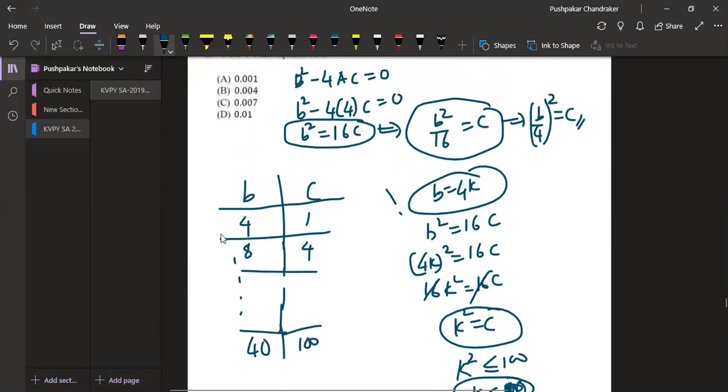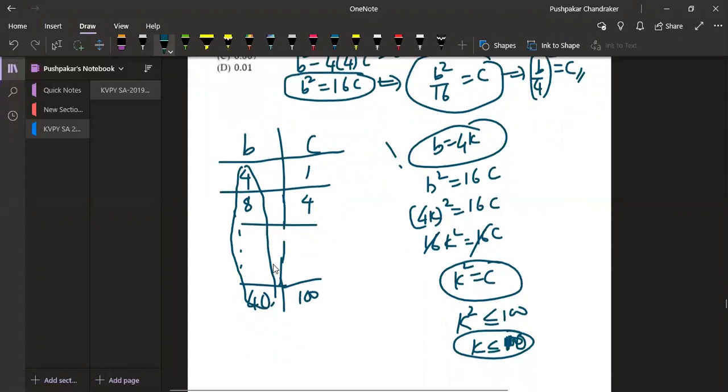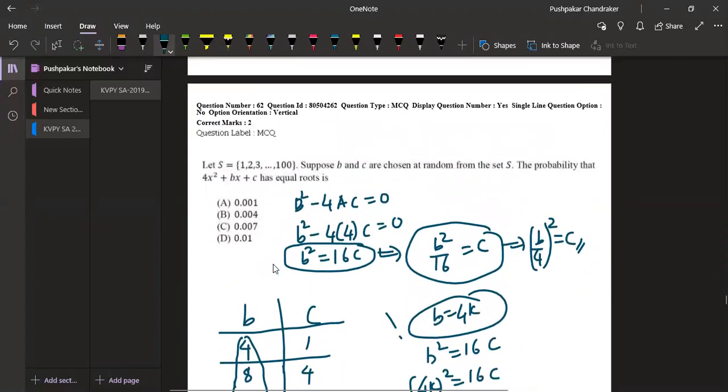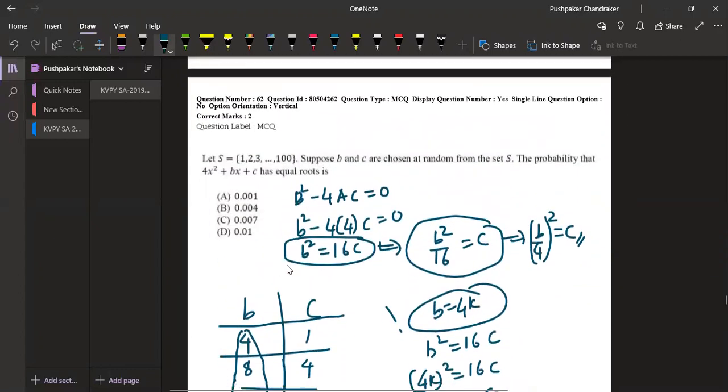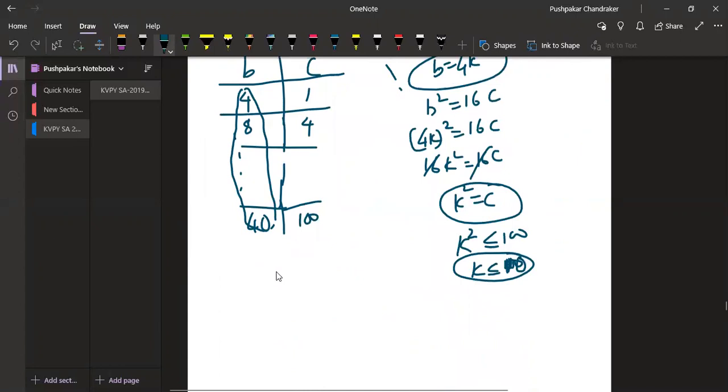So how many values? 4, 8, 12 and so on. Multiples of 4 up to 40. So b we can choose in 10 ways. And corresponding c also the same way. Okay. So let us write here. So how many possibilities? How many pairs of b and c are there? Pairs of b and c are only 10.